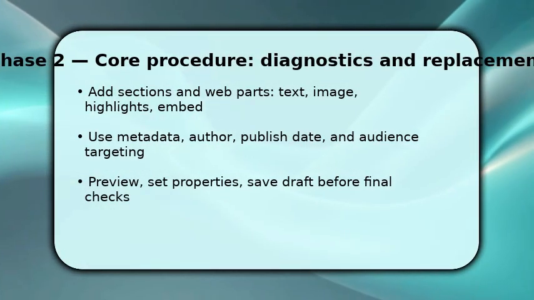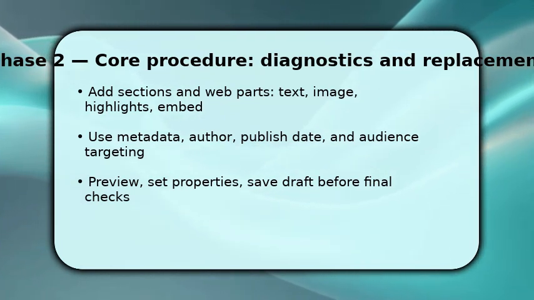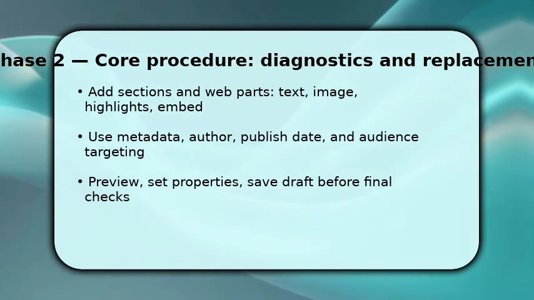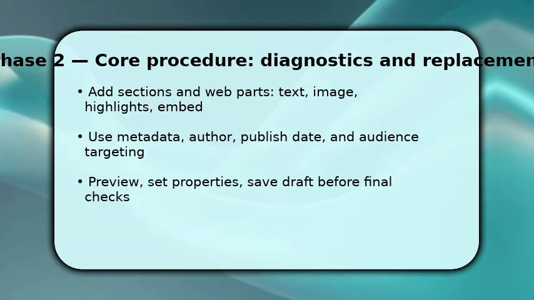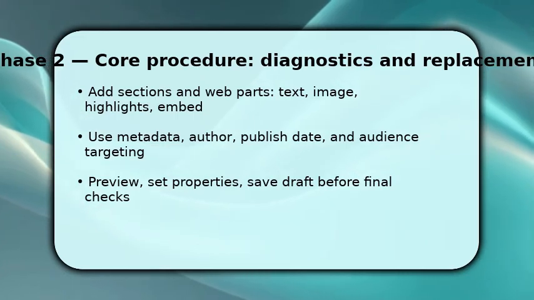Now you build the story, add sections and pick web parts for text, image, highlights, and embeds to structure content. Use metadata fields, author, publish date, and tags because they improve search and filtering. Audience targeting narrows who sees the post.